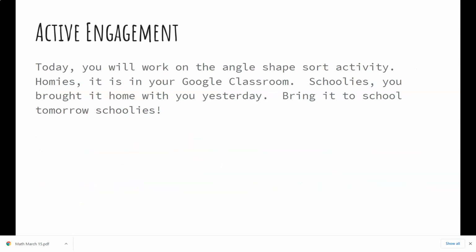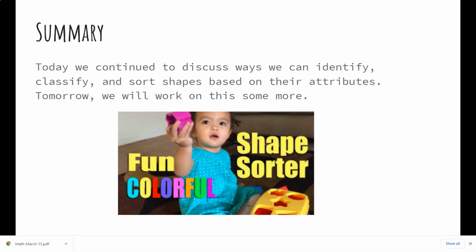Let's see if we have, yes, we do have a kind of funny little meme at the bottom. Some of you might remember when you were babies, or you might have younger brothers and sisters, you had this thing called a shape sorter. Well, who knew you would need to use your shape sorting skills in fourth grade?